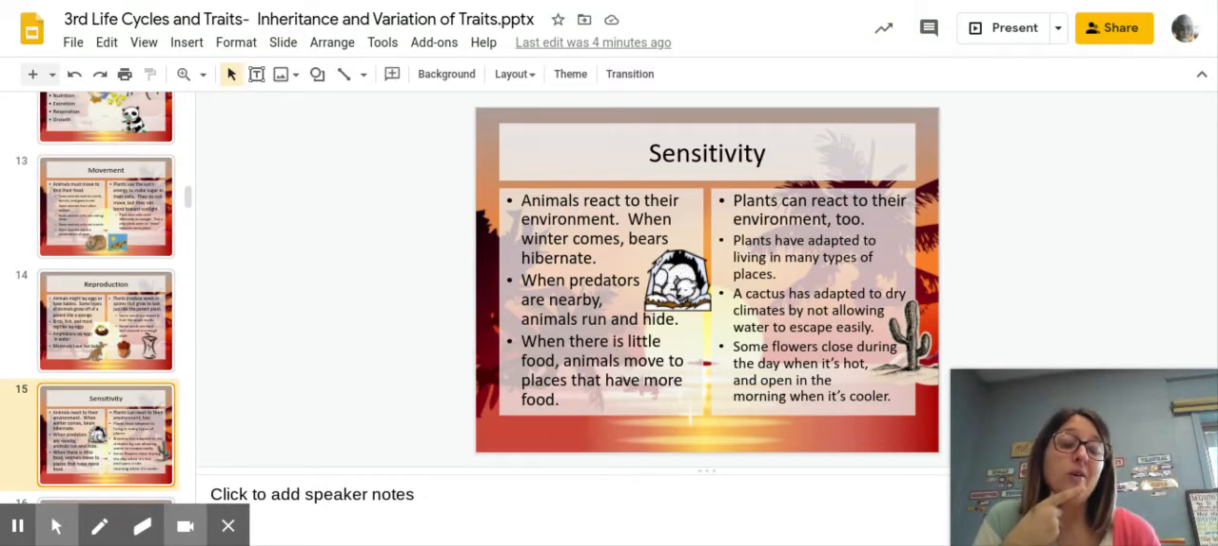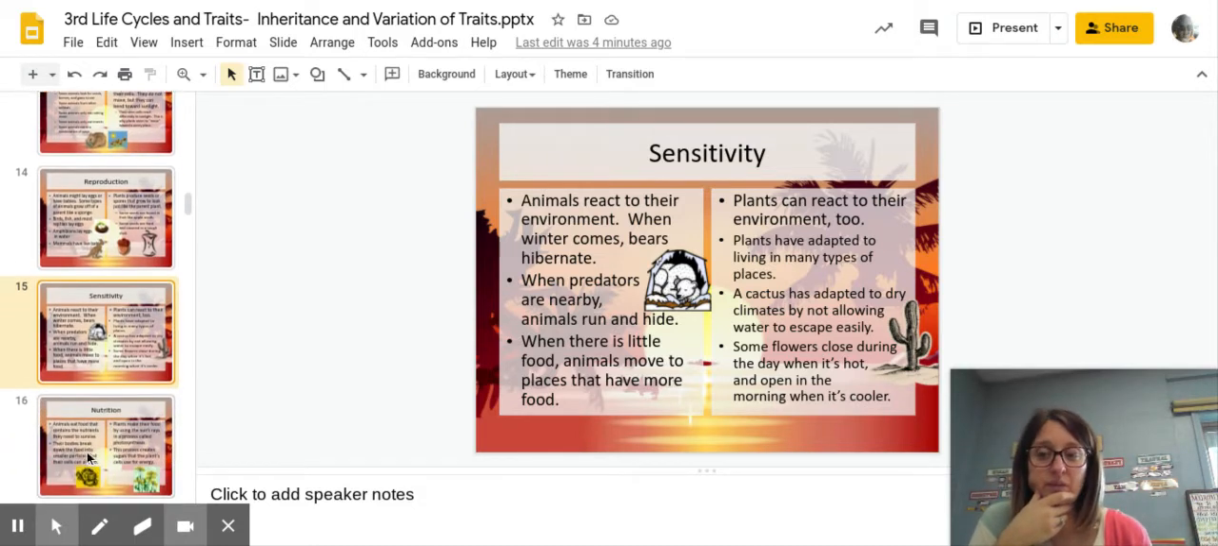Other plants that have adapted to living in the hot environment are things like flowers in the desert. What they do is they close up when it's hot and they open up in the morning when it's cooler.